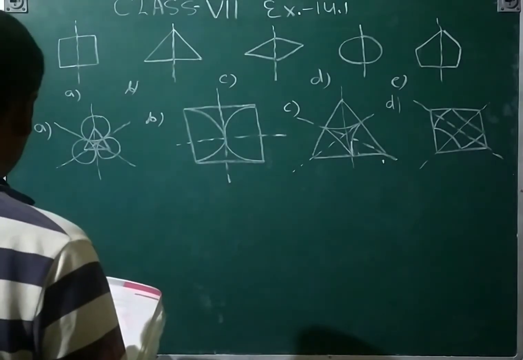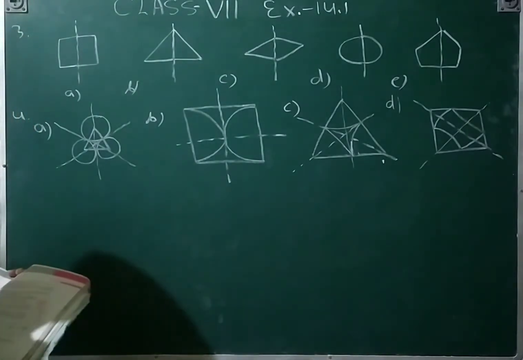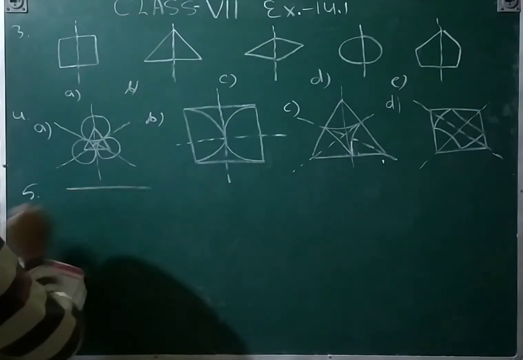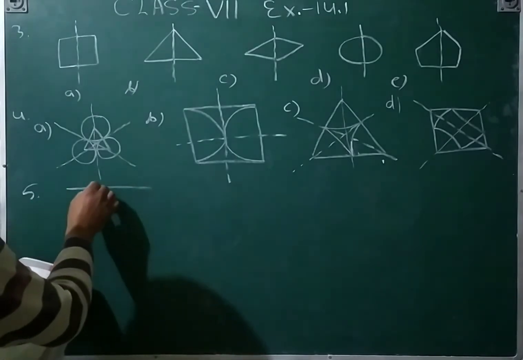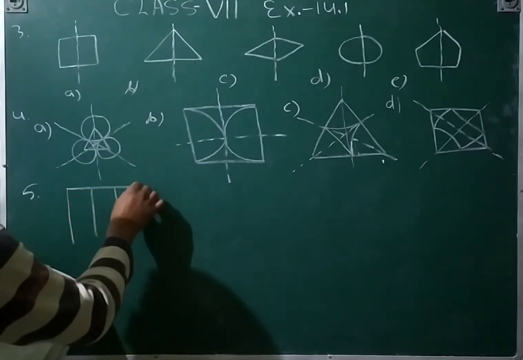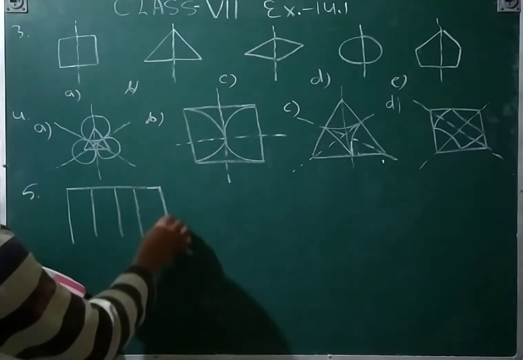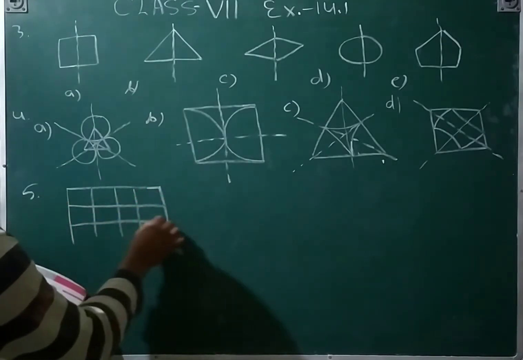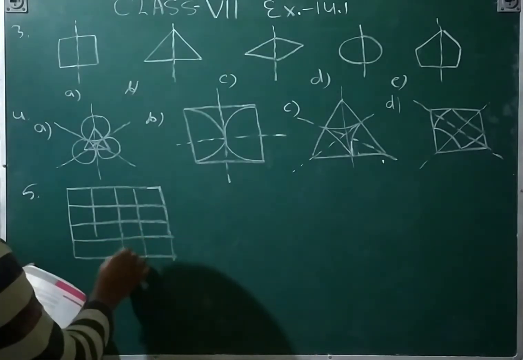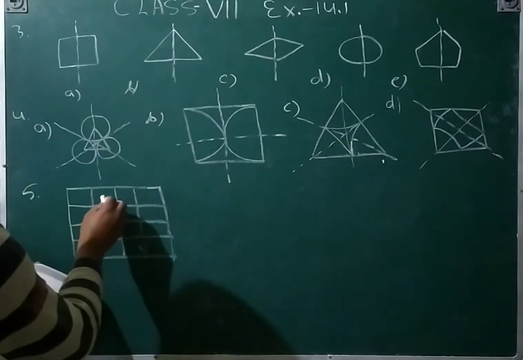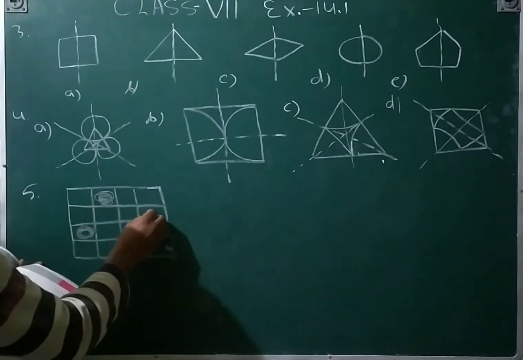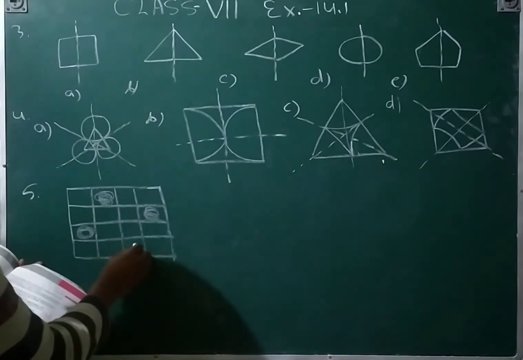Next, copy the following figure given here. Fifth part, we will copy that diagram. 1, 2, 3, 4, 1, 2, 3, 4. So 1, 2, 3, 4, 1, 2, 3, 4. 1, 2, 3, 4. So this is the given shaded, this also given shaded, this also given shaded, and then this also given shaded.